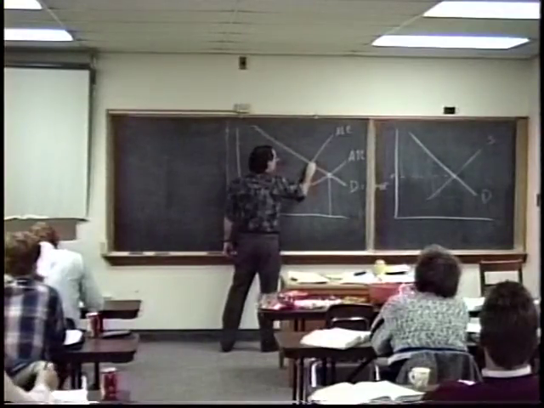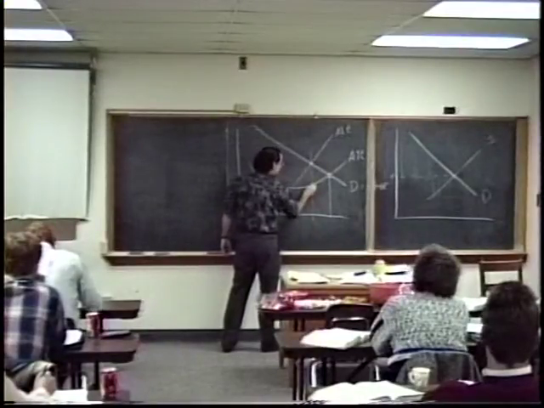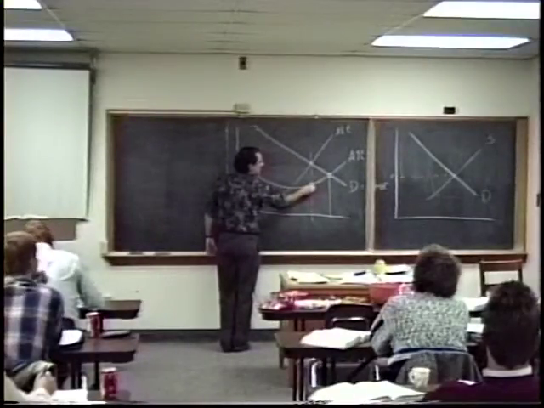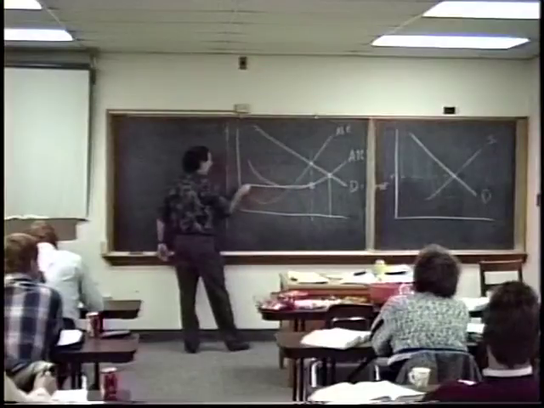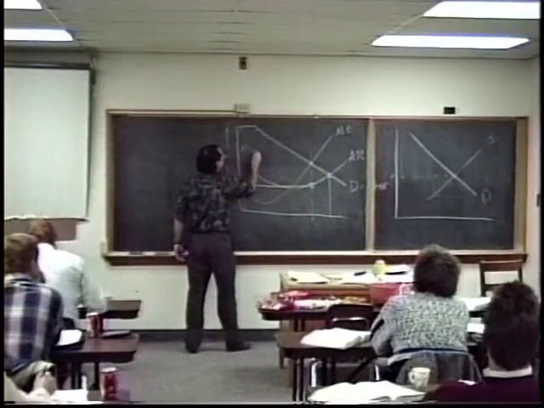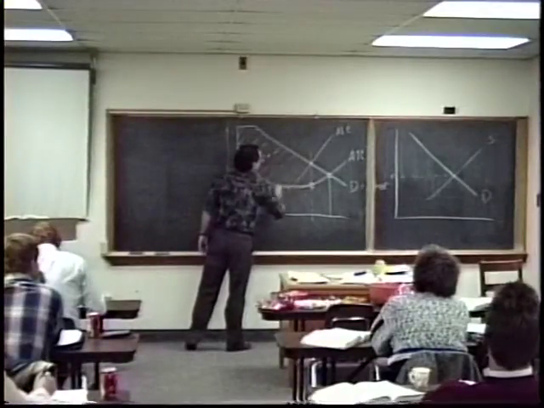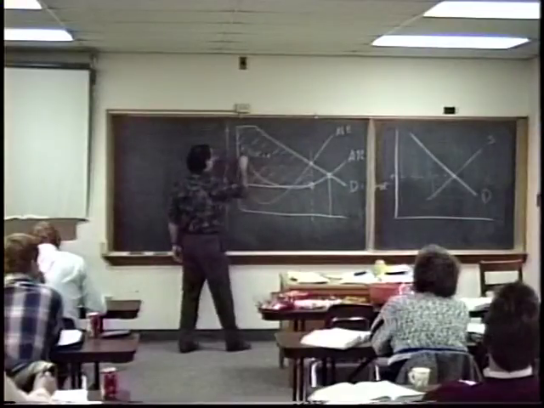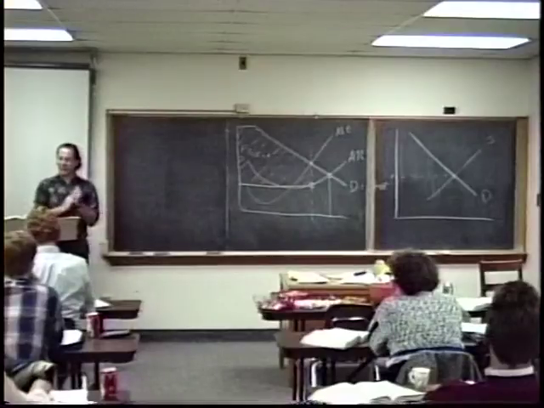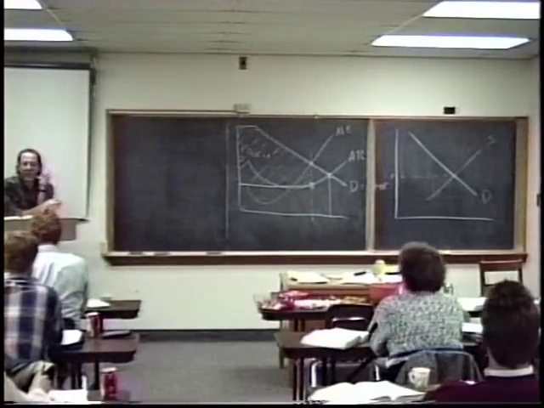Your area of profit will be here. This will be the quantity you produce. This will be the cost, right? Where the quantity intersects average total cost. And this here will be your area of profit. You follow that? Any questions on this?